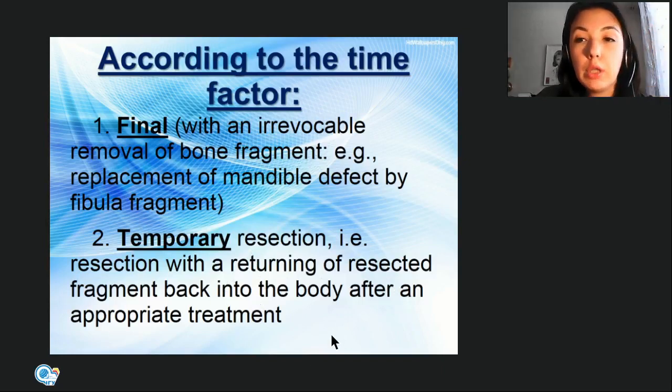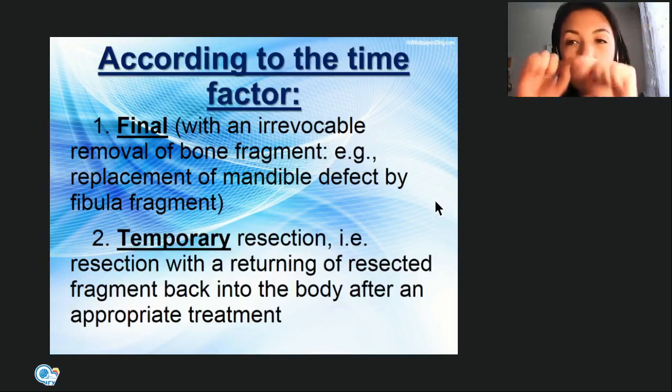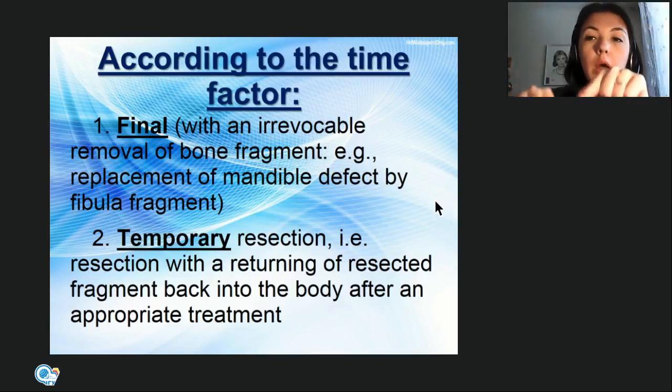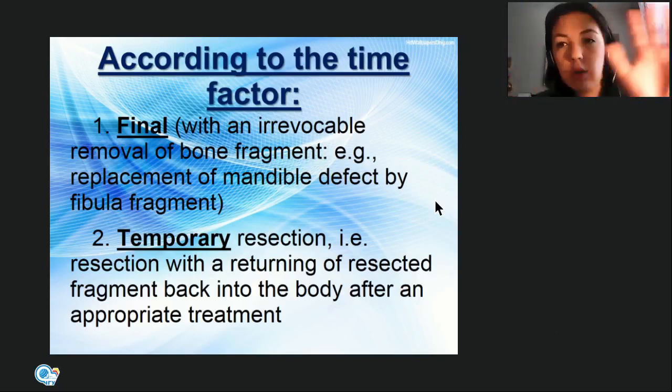And temporary resection is resection with a returning of the resected fragment back into the body after an appropriate treatment. Like we are taking a fragment, for example, of the rib. We will talk about it when we study surgeries in the thoracic cavity. We resect the rib. We remove it because we need to reach organs of the thoracic cavity. We did everything we wanted, then we put the rib back, and that is all.